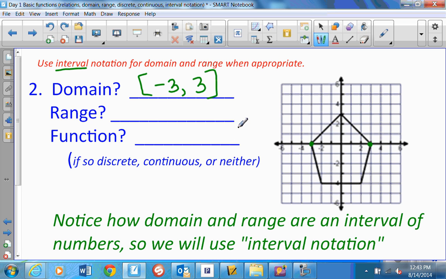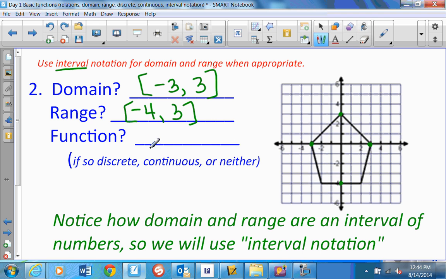So now let's look at the range, my set of y's. Whenever you mention domain, go from left to right. When you're talking about range, go bottom up. So this is my lowest range, which would be a 4? -4, comma, goes all the way up to +3, and every number in between. So that's why I'm going to use interval notation.